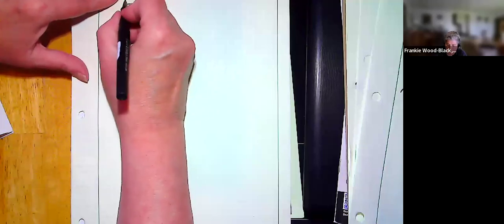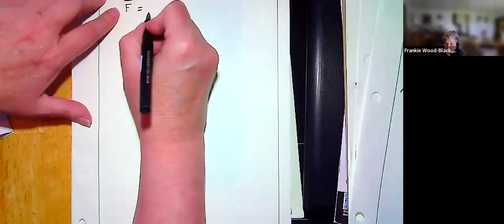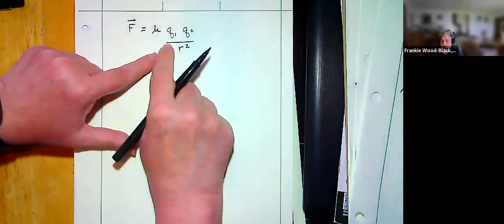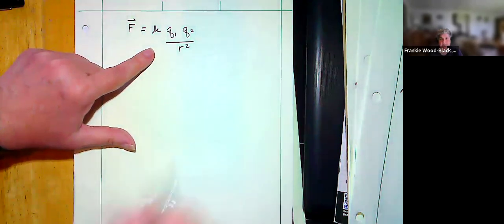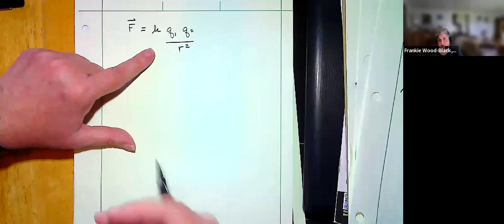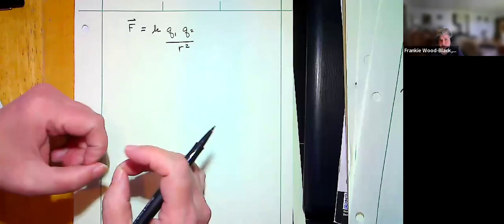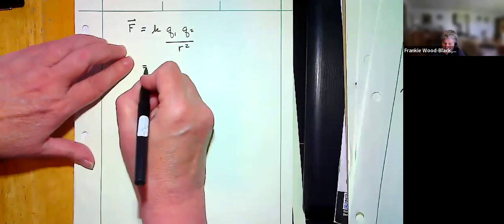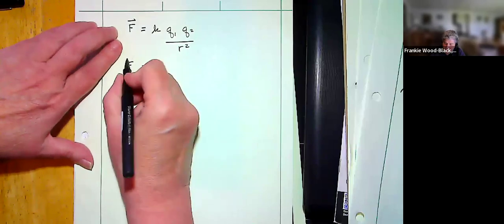And remember, Coulomb's law is force is equal to Coulomb's constant, charge 1, charge 2, over the distance between the two charges squared. Now, if we think about how we're going to look at charges, we can bring charges in from all kinds of different areas. We can bring charges in from infinity. We can have two charges close to each other. We can do a lot of different things. So we're going to break this up, and we're going to do this a little differently.